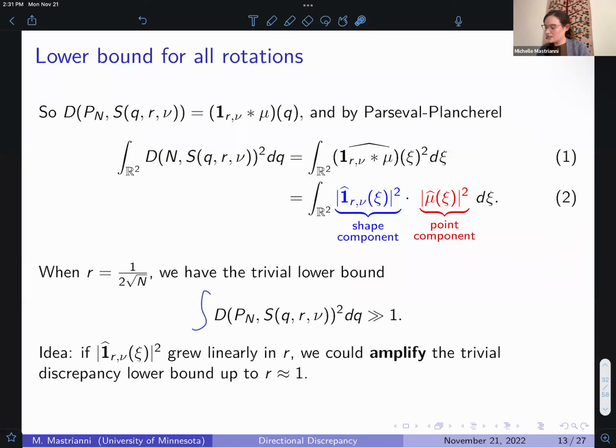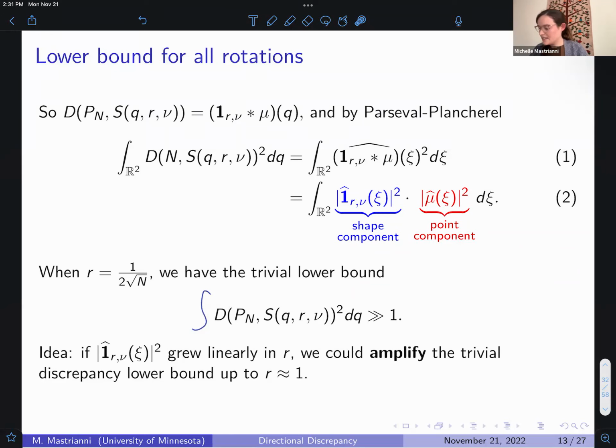So the idea is, okay, we have this trivial lower bound. And what if we amplify this side length up to a constant? If we can do that, then we could potentially amplify this piece up to square root of n. And that's exactly what we want, because that would give the square of the discrepancy lower bounded by square root of n, and we're looking for a lower bound of n to the 1/4 for the L2 discrepancy. So the idea is that if this were to grow linearly in r, we could amplify things up.